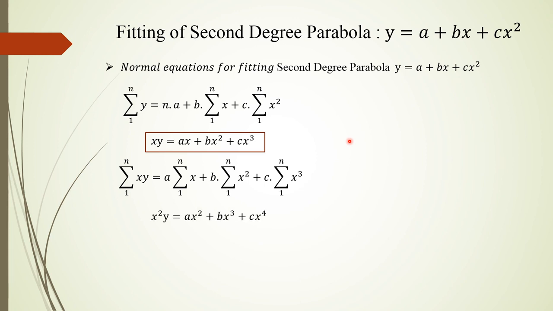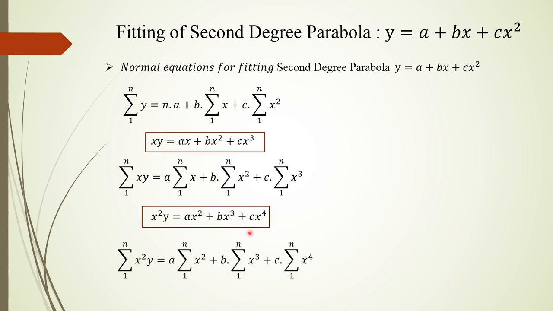The third normal equation is obtained by multiplying x square throughout. Okay, multiply x square throughout, so that you have the equation x square y is equal to ax square plus bx to the power 3 plus c into x to the power 4. Then you take the summation of it, so you have the third normal equation to be summation of x square y equal to a into summation x square plus b into summation x cube plus c into summation x to the power 4.